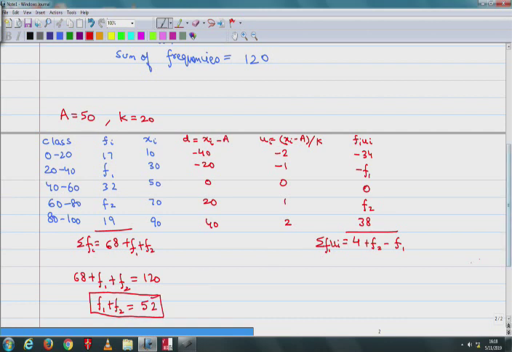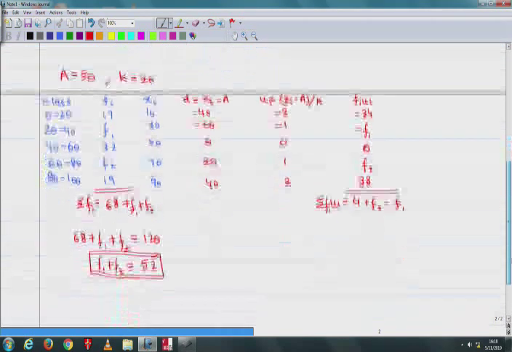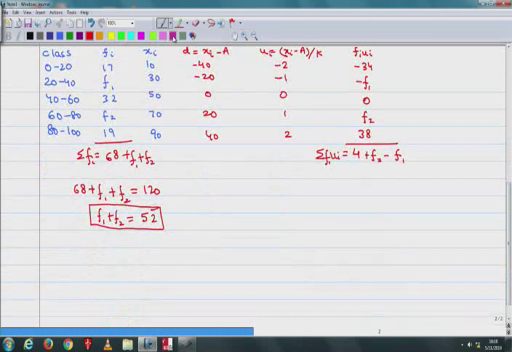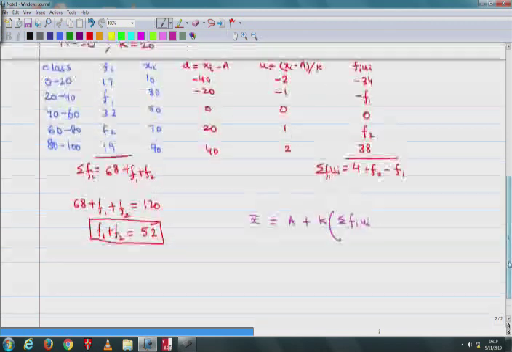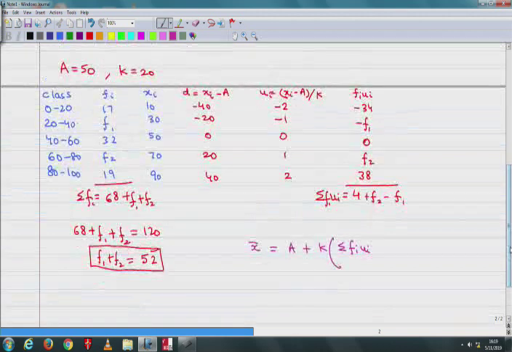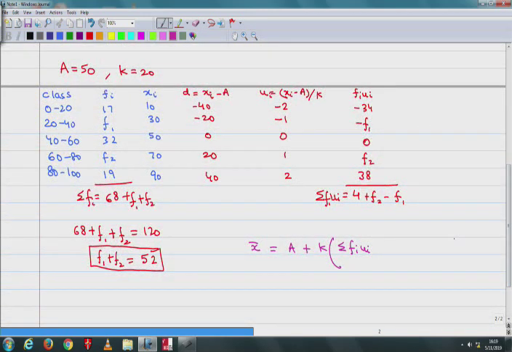Now the second condition on F1 and F2 will come from the given mean. The mean is given as 50. We know that the mean in this case would be a plus k times sigma fi ui divided by sigma fi. Okay. So Sisipur, is this clear till now?